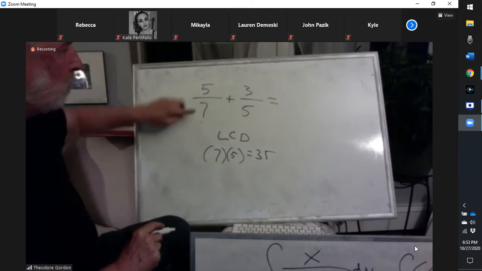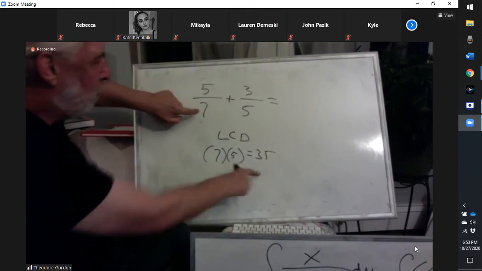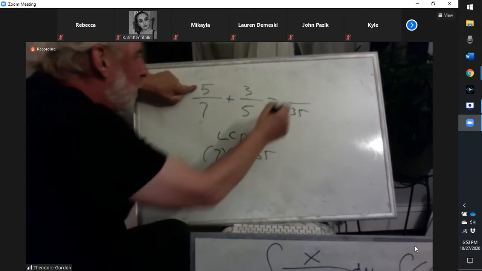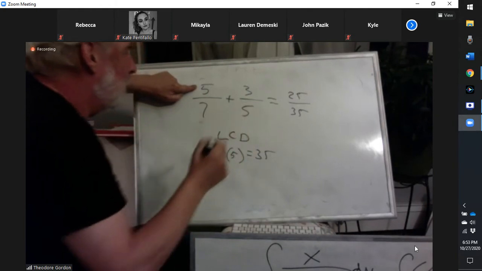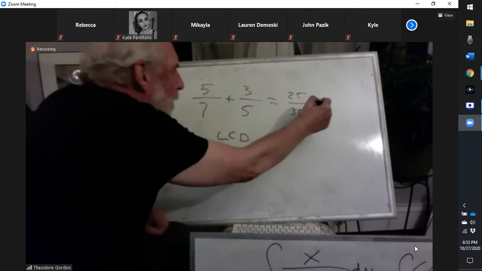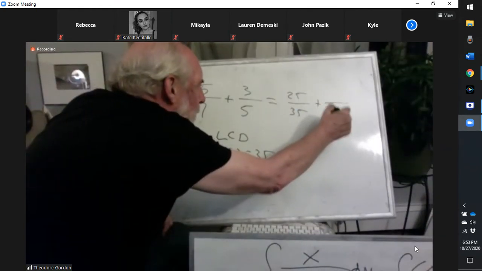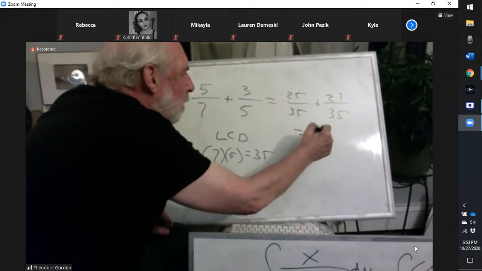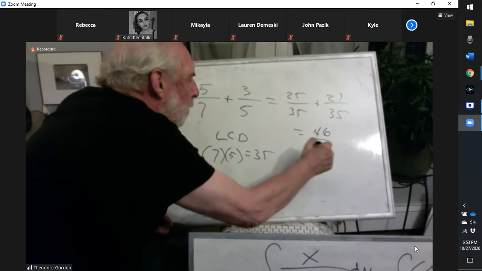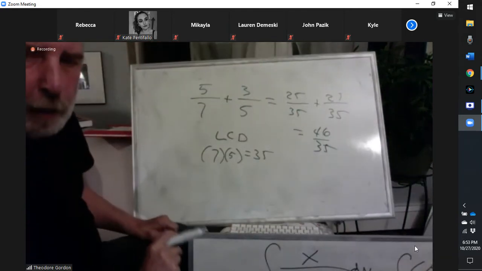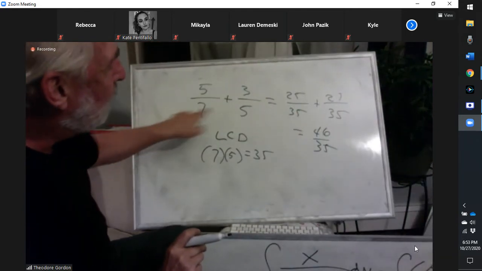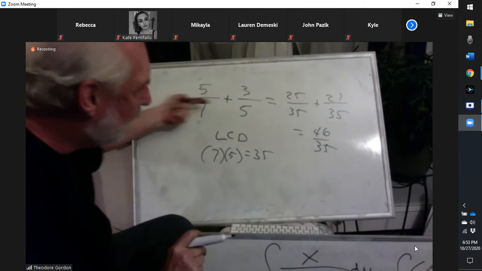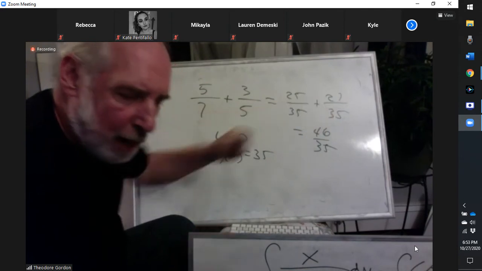To get 35, we multiply this by 5, we get 35. Multiply this by 5, we get 25. Multiply this by 7, we get 35. Multiply this by 7, we get 21. And our final answer is 46 over 35. Okay? So partial means parts. So this was partial fraction composition when we go that way.